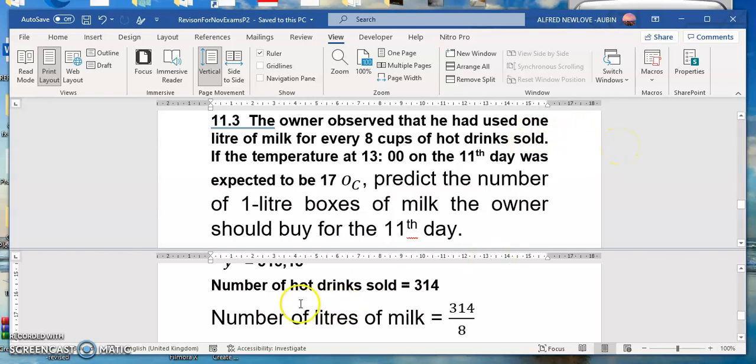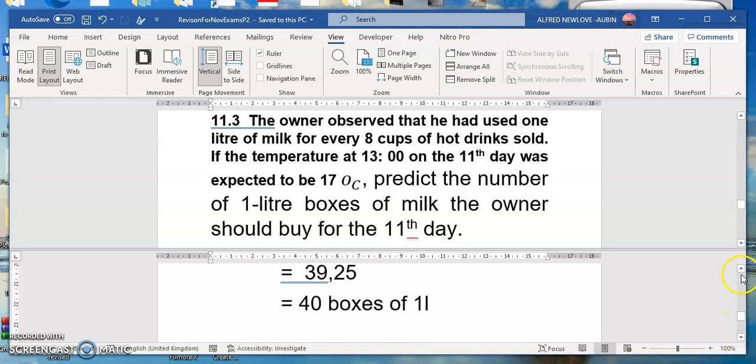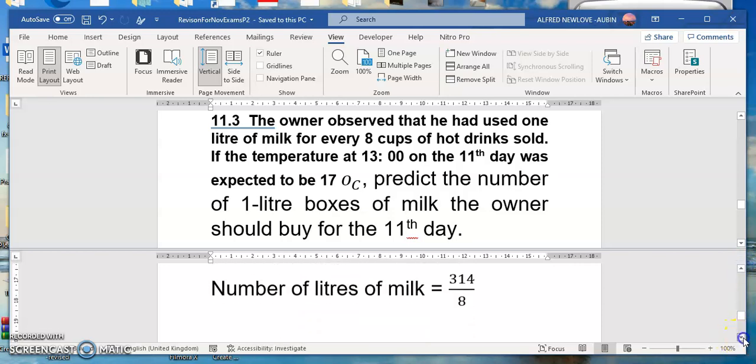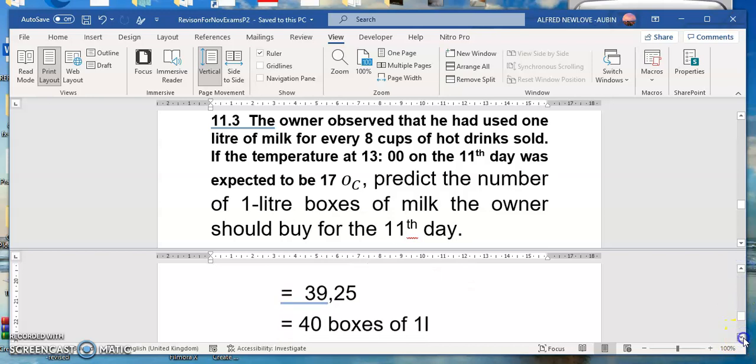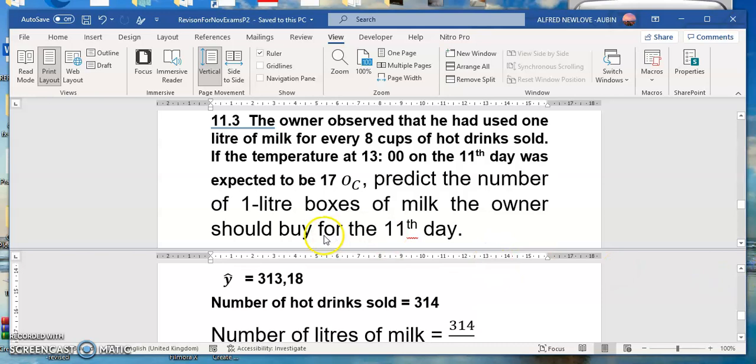Alright. And we know that the total number of drinks sold is this one. So the number of liters of milk, what is it going to be? It's going to be this divided by what? 8. Is that okay? We divide it by 8. Okay, so here, if you simplify this one, what are we going to have? We are going to have this, which is approximately 40. So you have 40 boxes of 1 liter milk. Okay, see you once again.